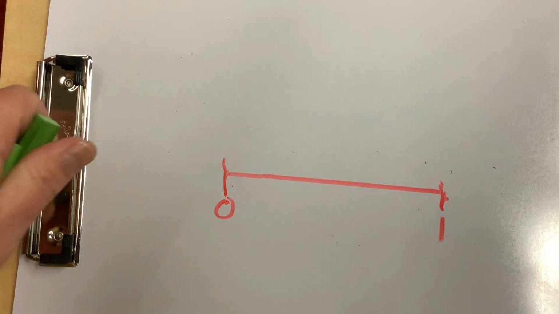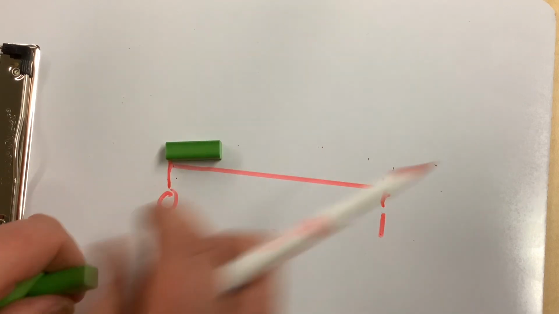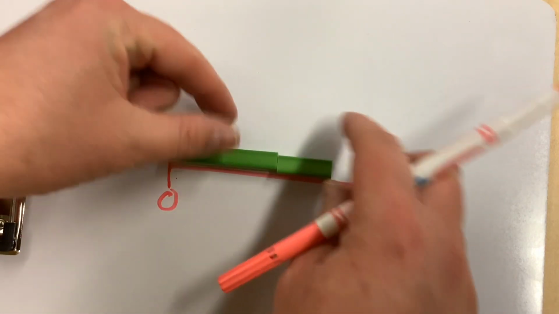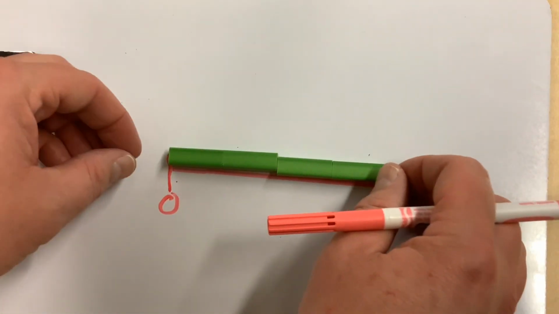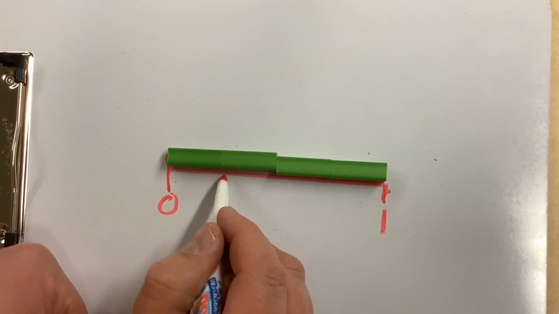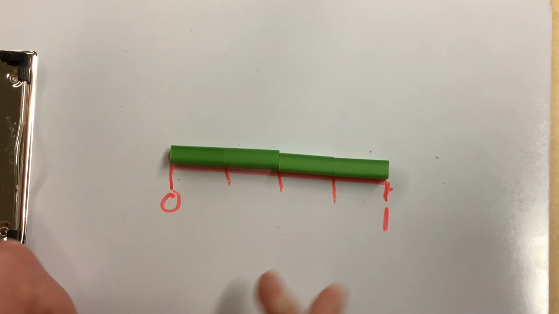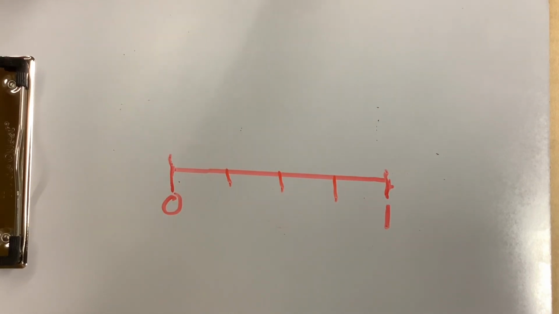All right, if you were able to solve that, then you would know that 1/4 was equal to the green color. Okay, now what I want you to do, with that green color, we're going to partition it into fourths. And now let's see if you can label it. So go ahead and label those. Press pause, and we'll walk around to see if you were able to solve that.